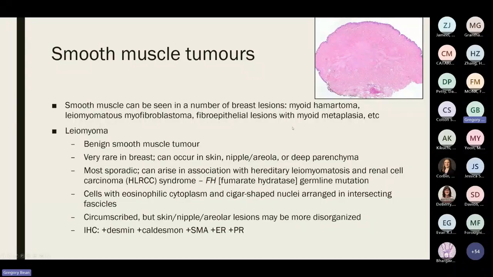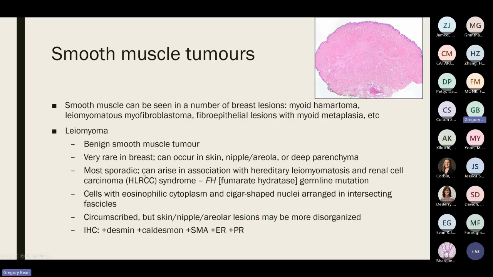Smooth muscle tumors, not going to talk a lot about this one. You can see smooth muscle metaplasia in a variety of breast lesions, myoid hamartomas, the aforementioned leiomyomatous myofibroblastoma. Fibroepithelial tumors can show myoid metaplasia. These are, I think, more common than the two entities we'll talk about. Leiomyoma being the benign one. This is very rare in the breast. It can occur in the skin, nipple areolar area, or deep.